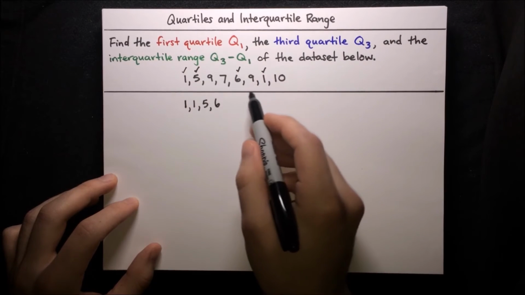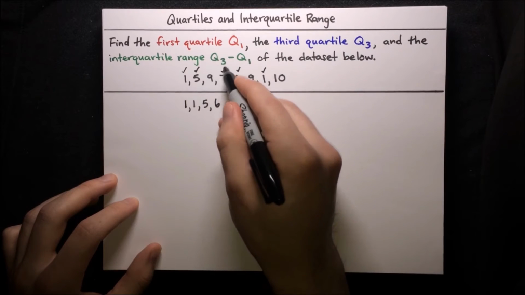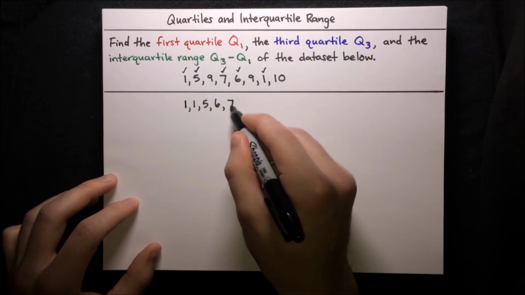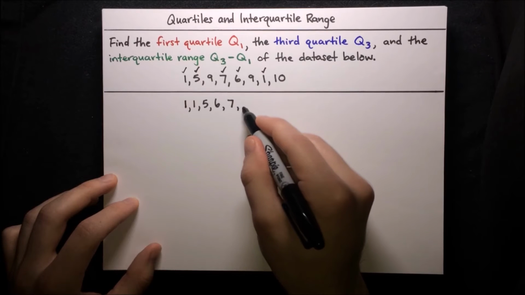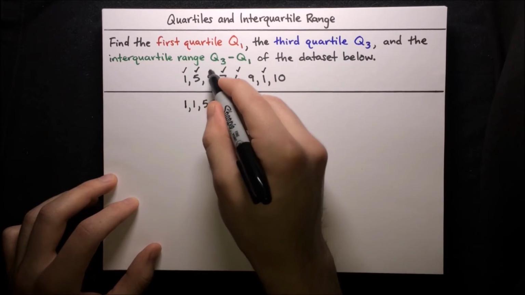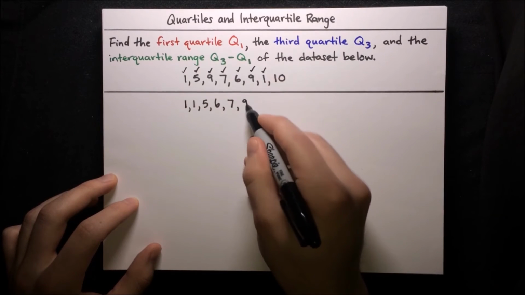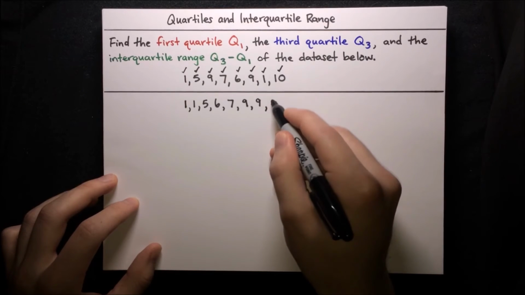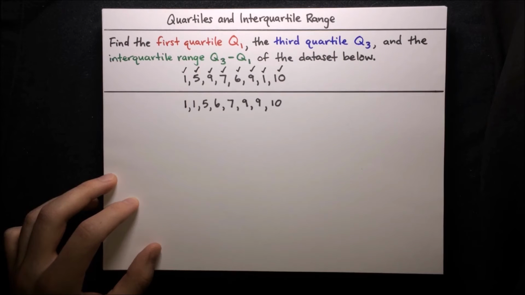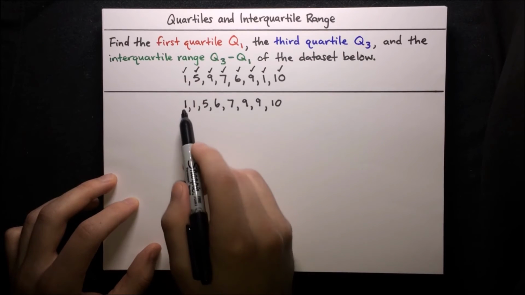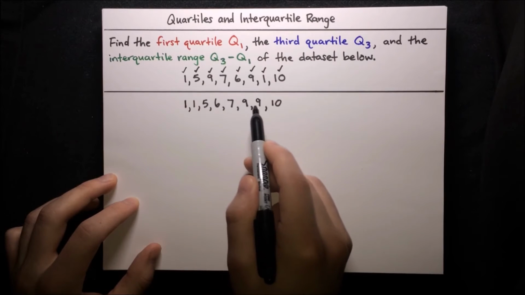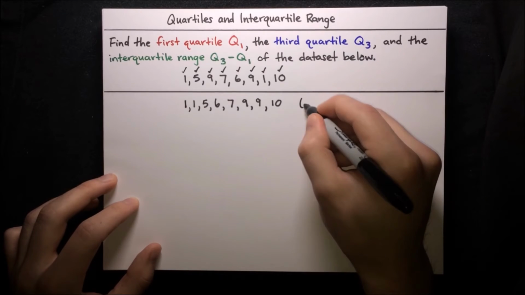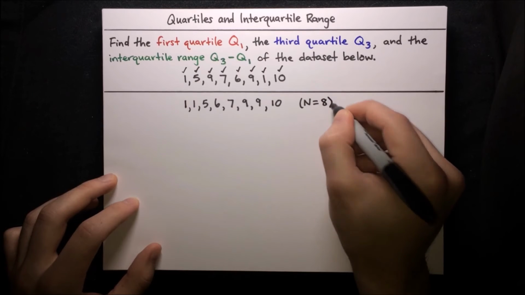Any other 6s? No. Any 7s? Yeah, right there. There's a 7. How about any 8s? No. 9s? Yeah, we've got 2 here. 9, 9. And then the last entry is 10. Okay, so now we've got our ordered data set, and how many values are in the data set? Well, there's 1, 2, 3, 4, 5, 6, 7, 8. So n equals 8 for this data set.